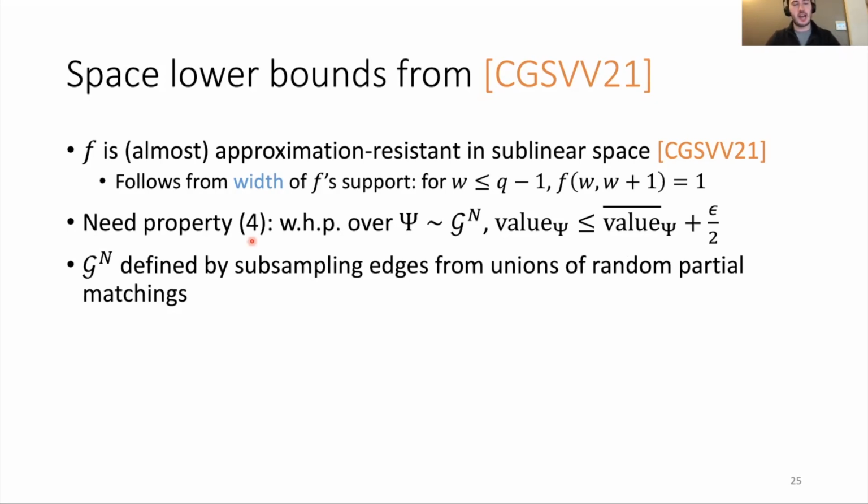Okay, so G_N is essentially a type of random graph, and this definition of G_N comes from the Cho et al. paper, which is why these things are on the same slide. G_N is essentially a random graph, but it's a weird random graph model where we randomly subsample edges from a union of random partial matchings. It's a type of random graph, but a little bit of an unconventional random graph.